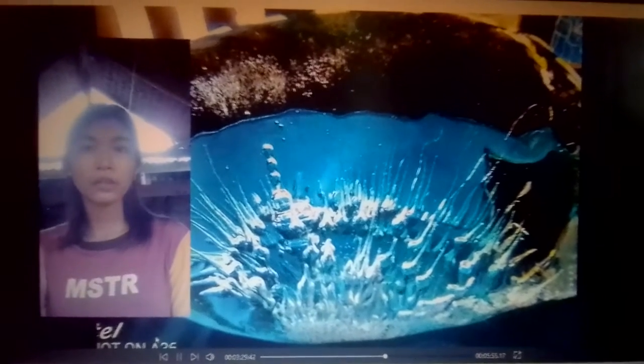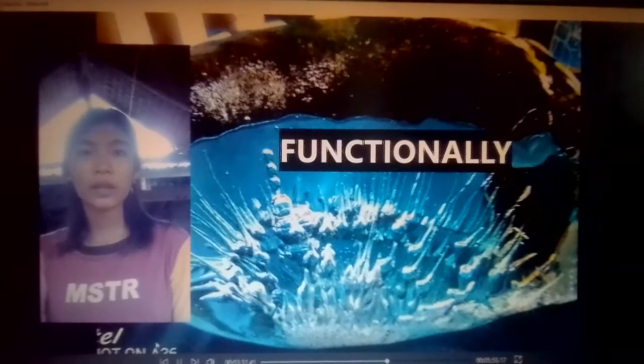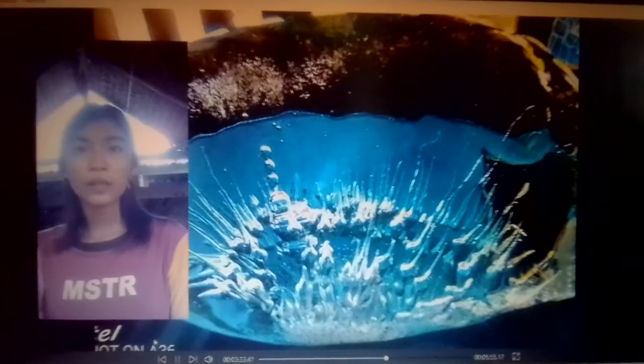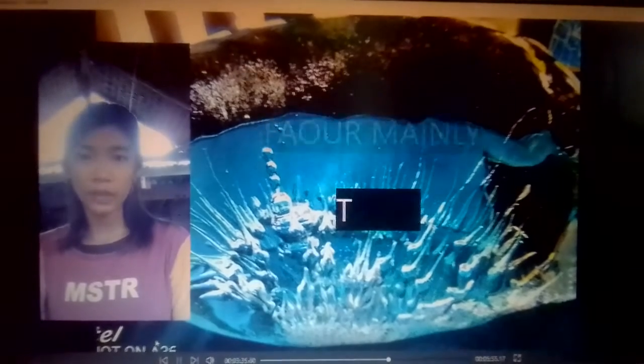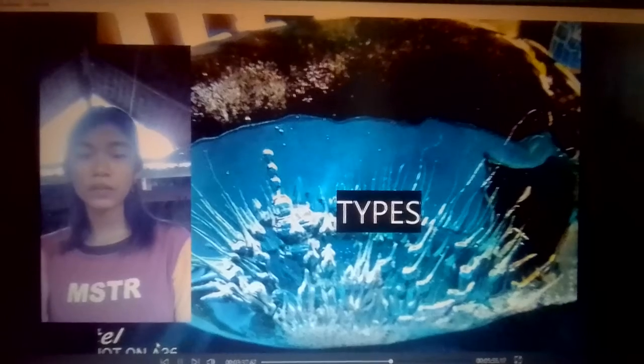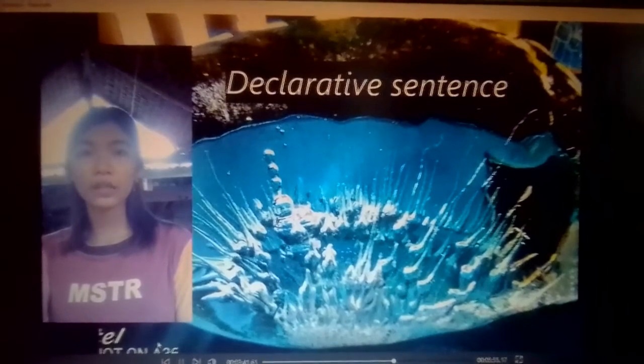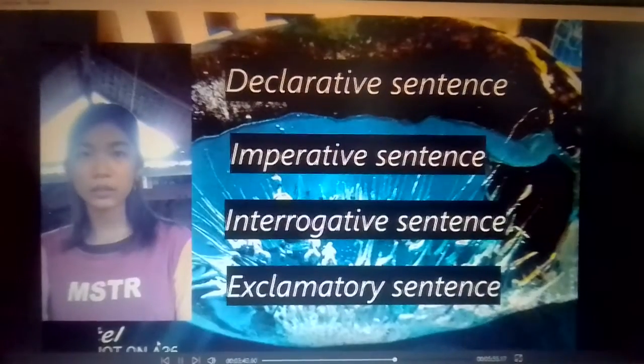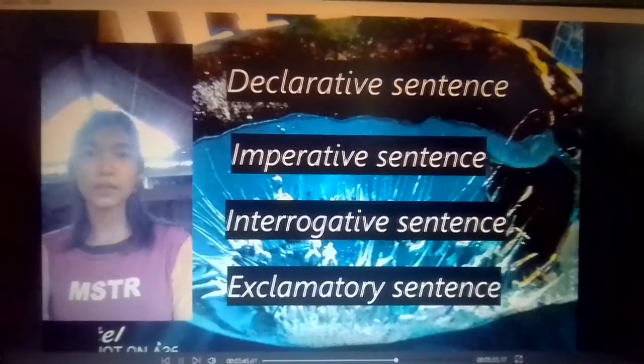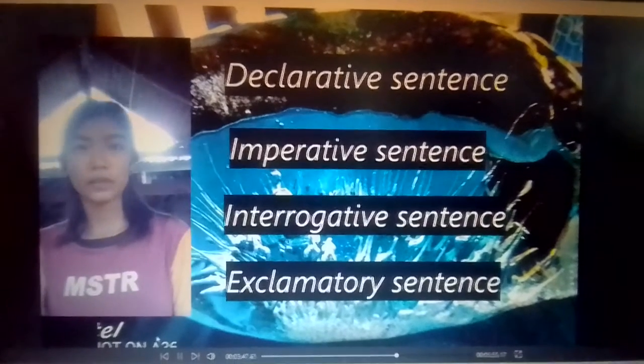So our second type of sentence is functionally. Functionally, sentences are also of mainly four types. Our first type is the declarative sentence. The second is the imperative sentence, the third is the interrogative sentence, and the fourth is the exclamatory sentence.